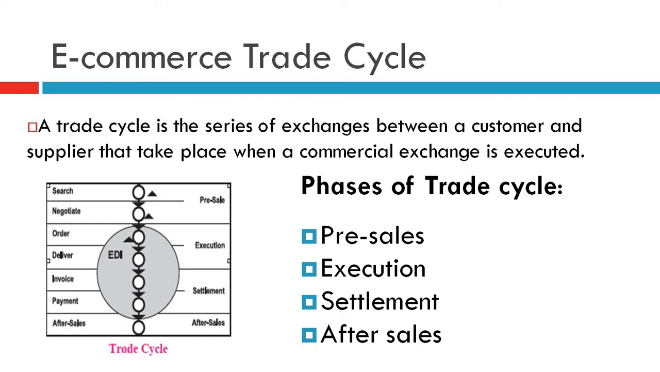Okay, so here in this diagram you can see first phase, pre-sales. Pre-sales has 2 steps, search and negotiate. Coming to the second phase, execution. Execution has 2 steps, order and delivery. Coming to the third phase, settlement. Settlement again has 2 steps, invoice and payment. The last phase is after sales phase. Okay, so let's see each of the phases individually.